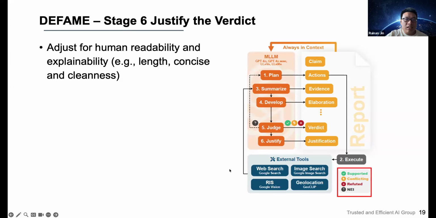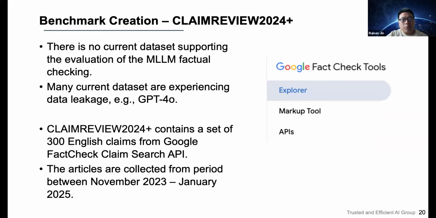Okay, so this is their fact verification framework. Next is mostly about their dataset and benchmark. Because we mentioned before, right? They think the existing benchmarks, even for the multimodal domain, contain some information that those large language models have been trained on. So they claim that there's no current dataset supporting the evaluation of MLLM fact-checking. And this is the motivation for them to create this Claim Review 2024+.